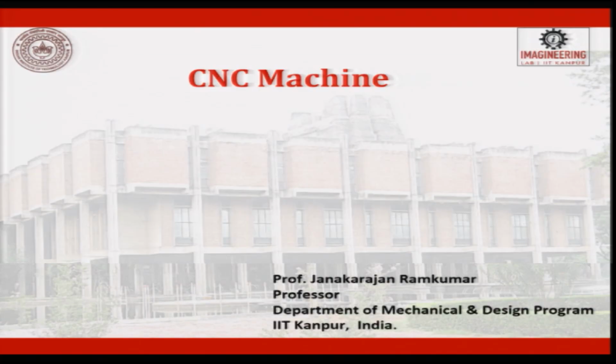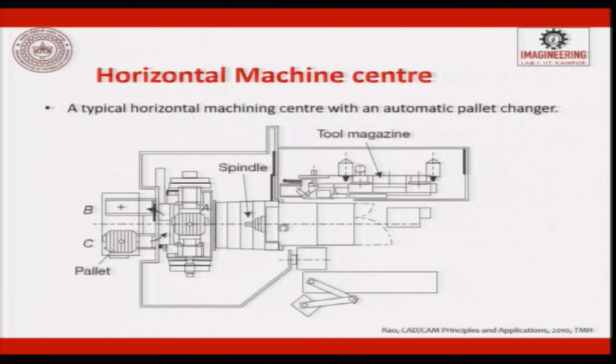The next interesting topic in CNC is going to be on CNC machines. A typical horizontal machining center with an automatic pallet changer. What is a pallet? This is a pallet. A pallet is nothing but a workpiece holding device. You put your big component, and it rests here.